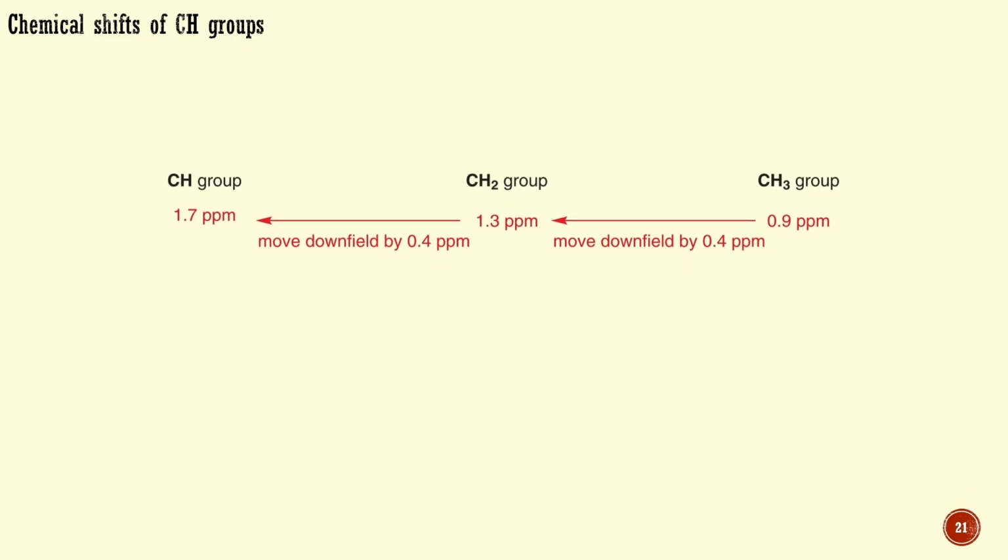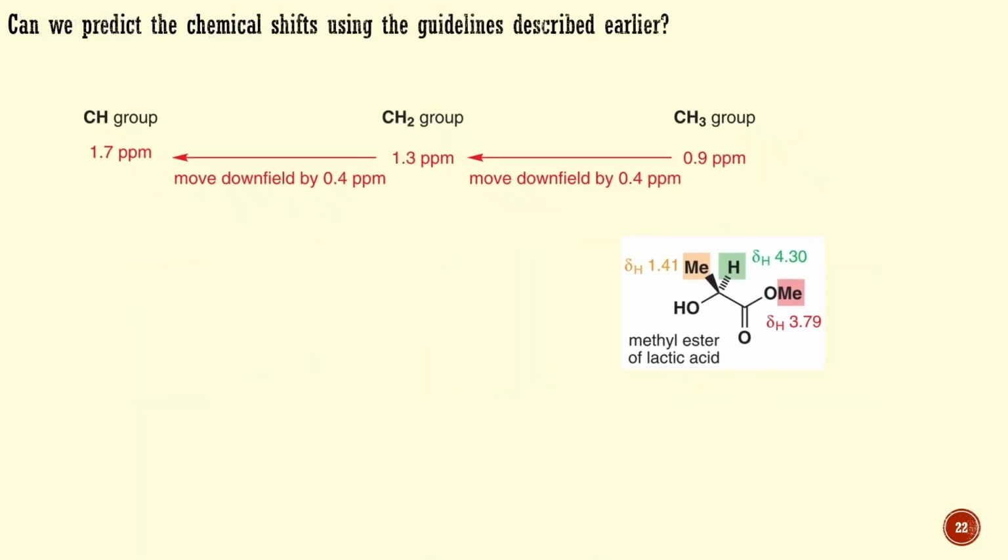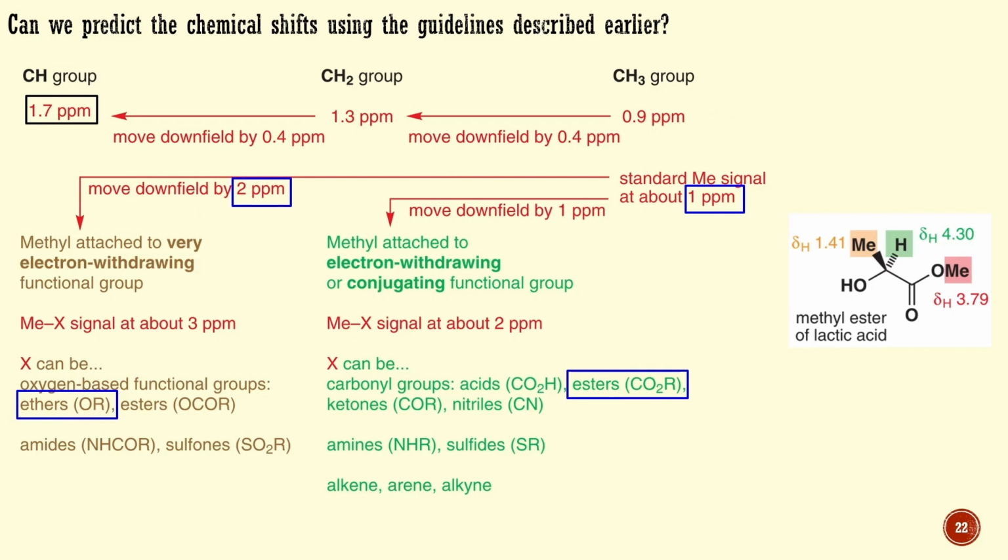3 examples from nature possessing a typical CH group are nicotine, the methyl ester of lactic acid, and vitamin C. We shall start with nicotine, which is the compound in tobacco that causes the craving. It has 1 hydrogen atom trapped between a simple tertiary amine and an aromatic ring at 3.24 ppm. The ester of lactic acid has a CH proton at 4.3 ppm. You could estimate this with reasonable accuracy using the guidelines in the 2 summary boxes shown earlier. Take 1.7 for the CH, add 1 for the effect from the carbonyl group, and add 2 for the neighboring OH group. You will get 4.7 ppm. Not far out from the actual chemical shift in the ester of lactic acid.